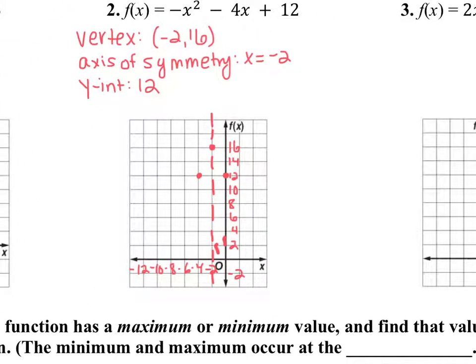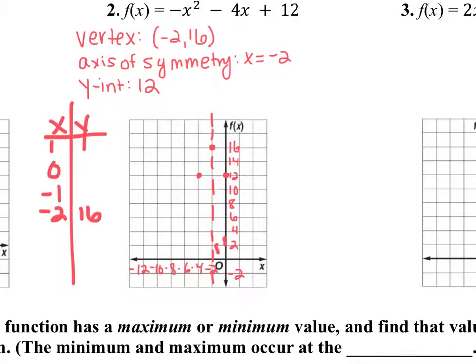So like when we make our table, we know the center is at negative 2, 16. You can do negative 1, 0, and 1, and then negative 3, negative 4, negative 5, or you can go by 2's so that you won't be in the middle here. I'm going to just go by 1's because they'll be easier to plug in. And then negative 3, negative 4, negative 5.